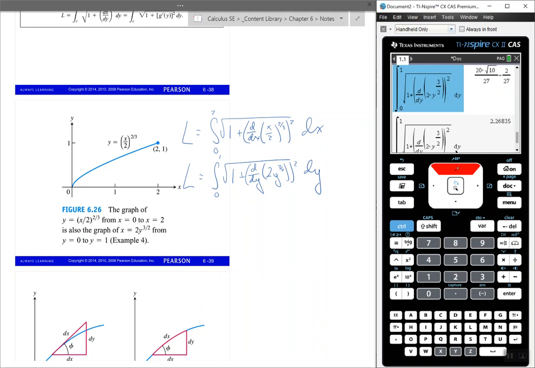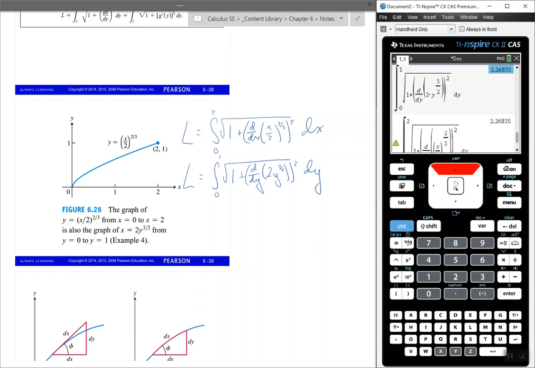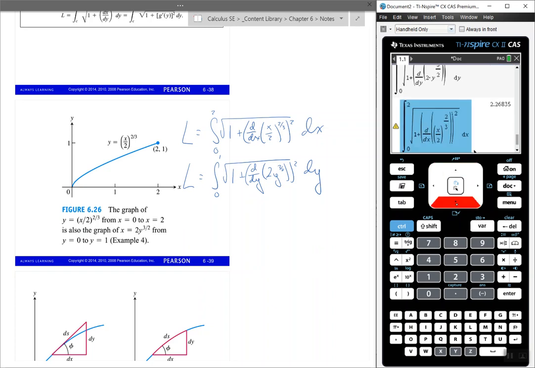So let's go back up and change this one and fix it. That answer felt a little too exact. All right, so that should be 3, and this should be 2. And we'll see if we get 2 point something. There we go. So we get 2.26835.